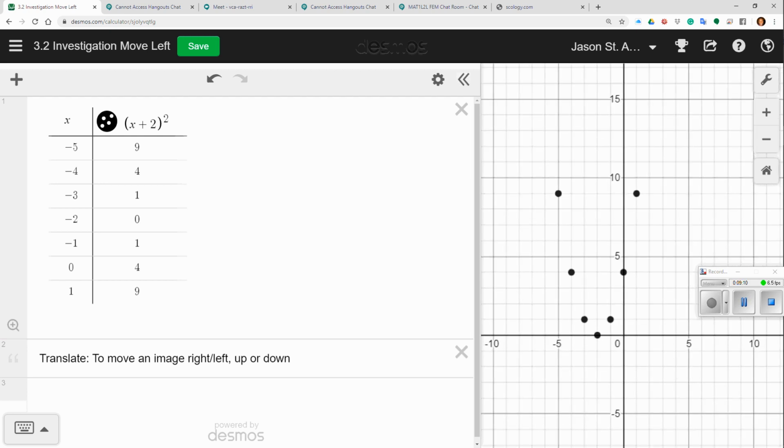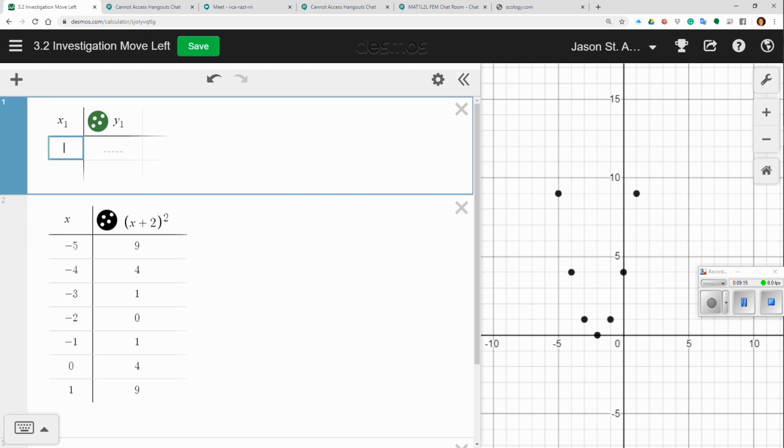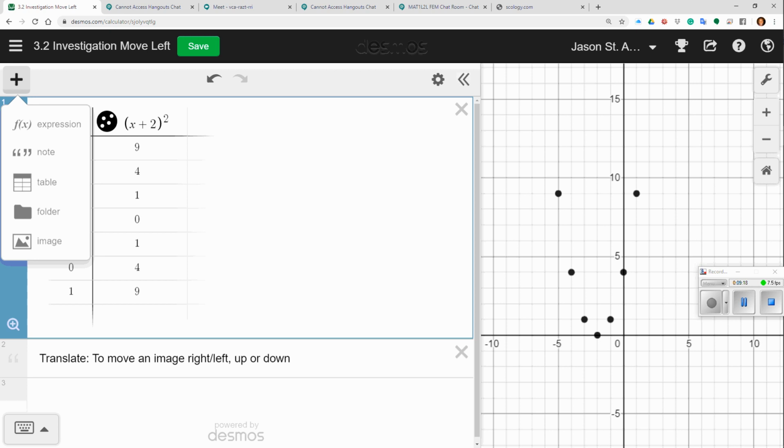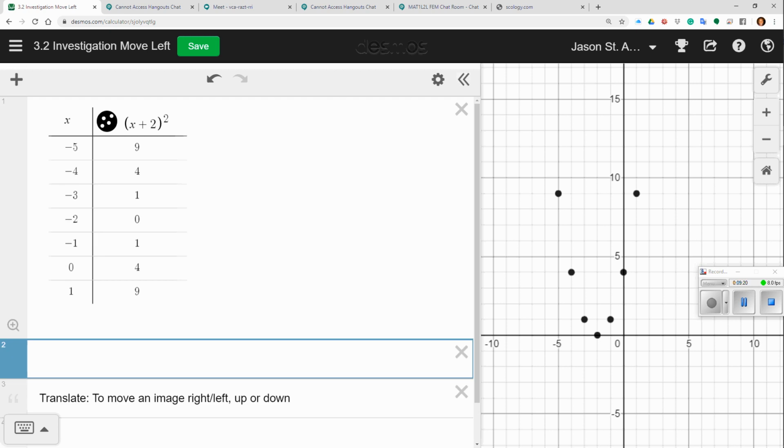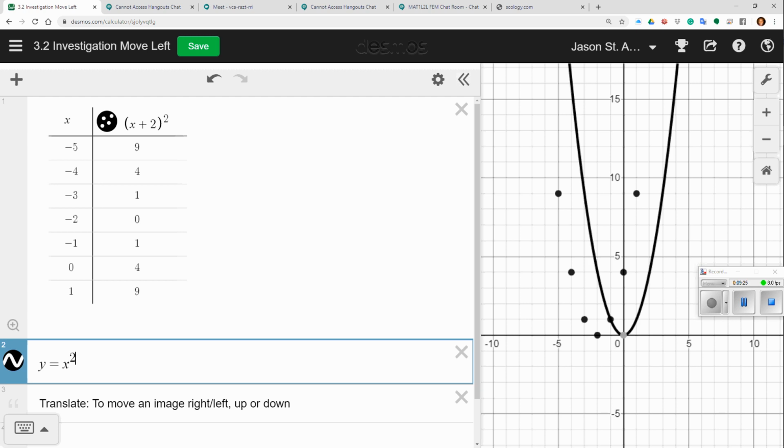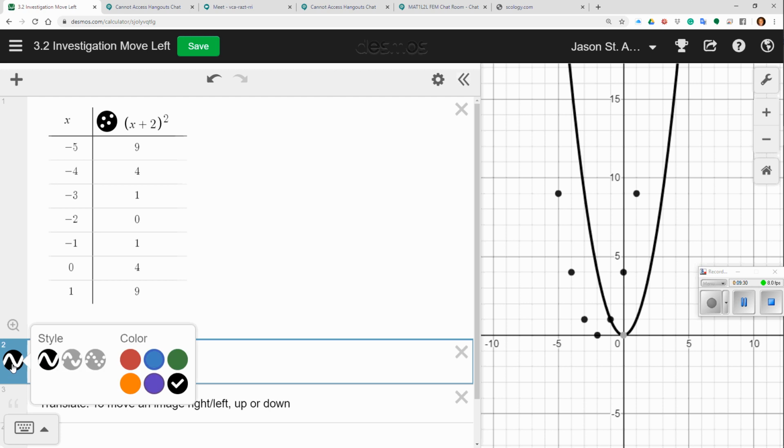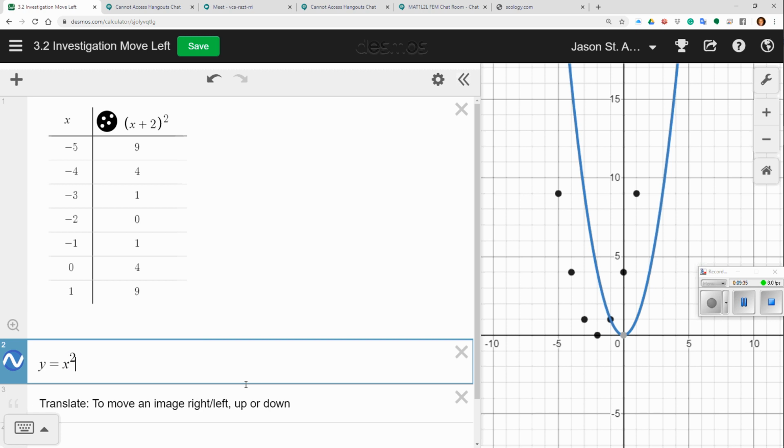Now let's put the original equation for our graph down. Let's not use that. We're going to use this. So we're going to put in an expression, and we write y equals x squared. So that was our original graph, y equals x squared, and I'll change that to a nice blue. Then let us graph the image graph, the final graph. When we graph that other parabola through those points, we should have something that looks like this.